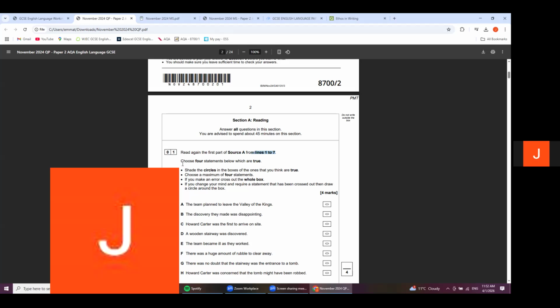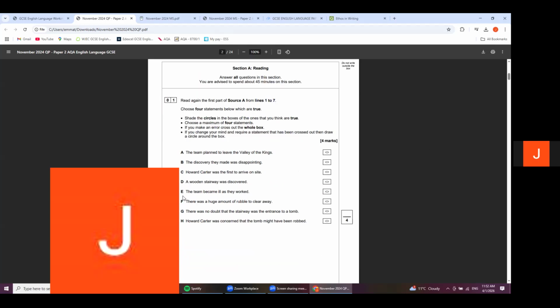What we are doing is choosing 4 statements below which are true. You'll be given 8 options altogether, and only 4 of these statements are true. You are to shade the small ovals, I suppose they are, in the boxes. 4 in total, worth 4 marks. So the maximum you'd want to spend on this question is 5 minutes.